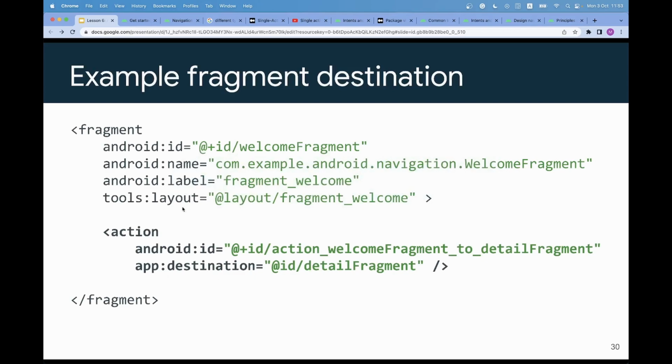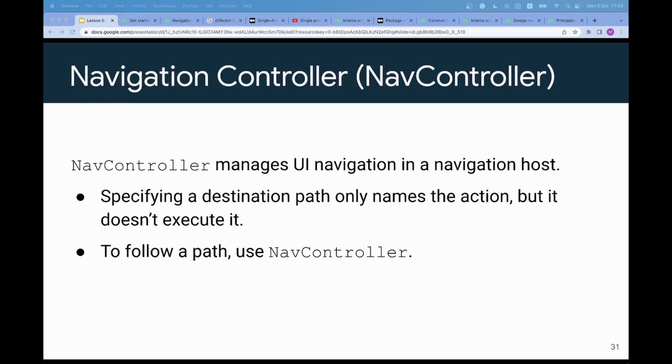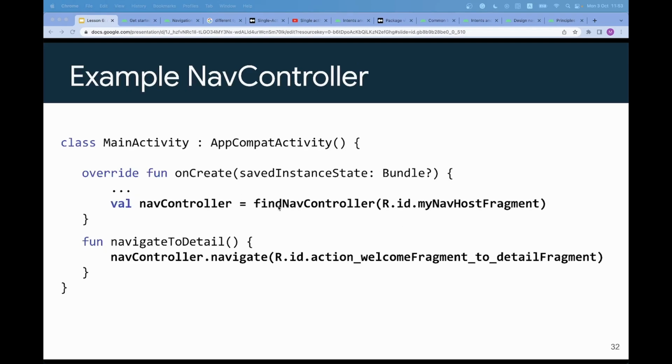Here is the syntax for specifying a fragment and action. We already have seen that. After naming all your paths, to actually navigate to them you need to use the nav controller, within the actions that you have specified. Within an activity, you can find the nav controller using the following snippet.